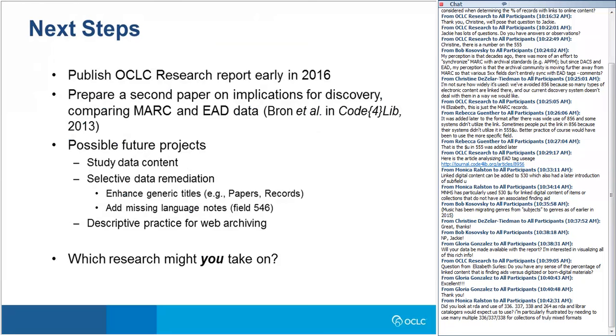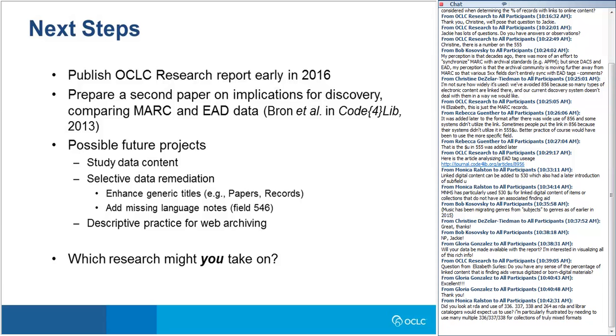We'll publish the report, as I said, early in 2016. It will include the data in appendices, so watch for that via our usual channels. As I said, I'm hoping to produce a second report that would compare the MARC and EAD studies we've done. No idea about other projects, but some possibilities. And actually, when it comes to descriptive practice for web archiving, we called for volunteers from the OCLC Research Library Partnership, got a bunch of them, and in January will be launching a working group to try to develop some kind of accepted practice for describing web archives.